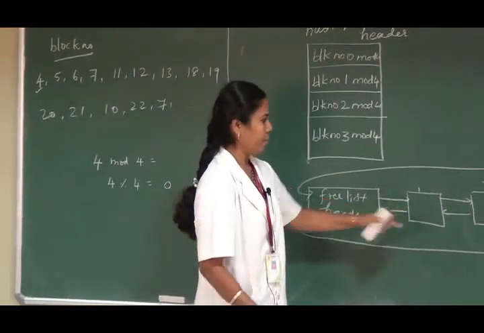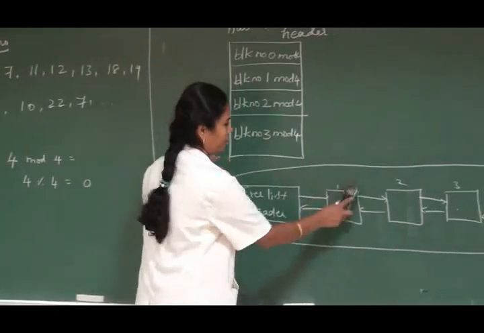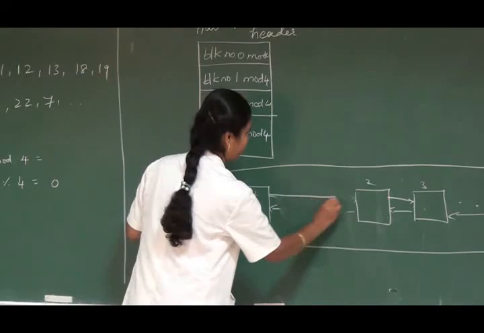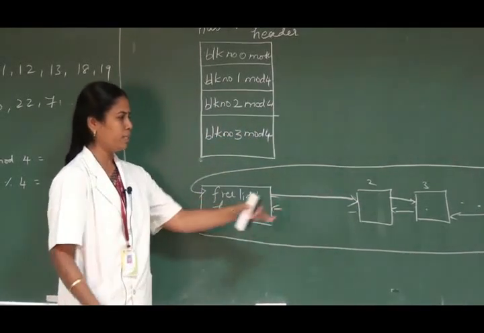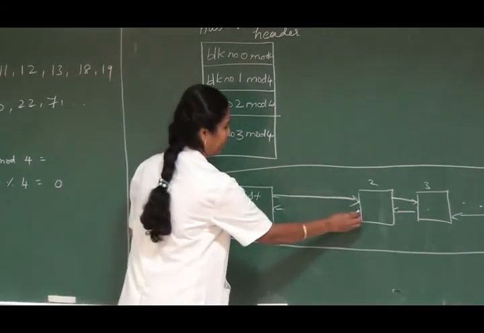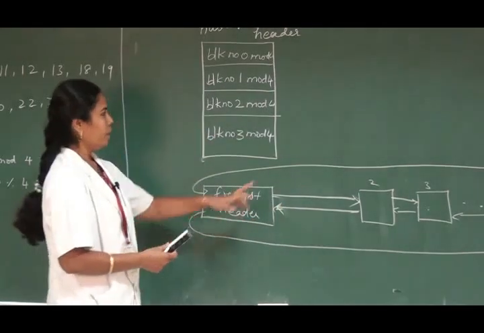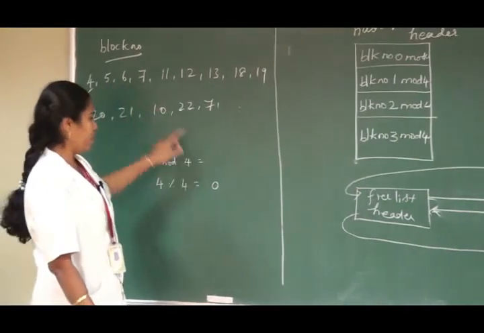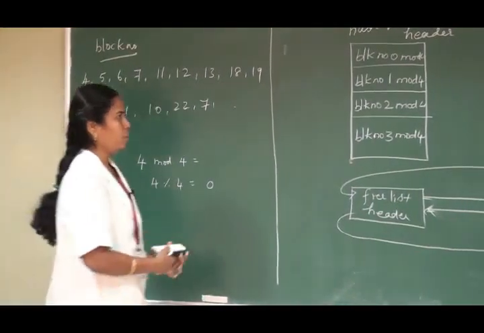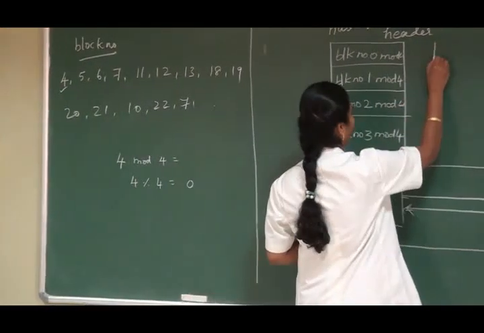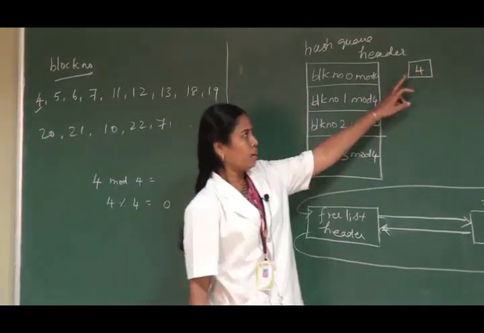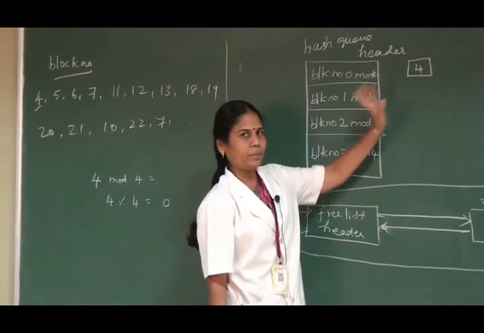You remove a buffer from the free list. Adjust the pointers. The free list header is now pointing to the second buffer. Now allocate the first buffer for block number 4, so that its mod value is 0. So put it in hash queue 0, and read the content of disk block 4 from the disk into the buffer.